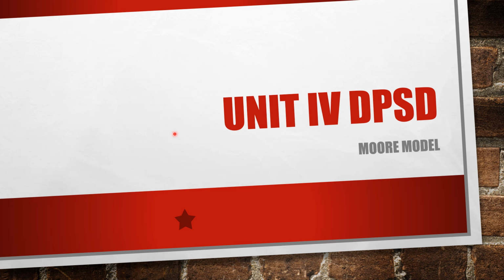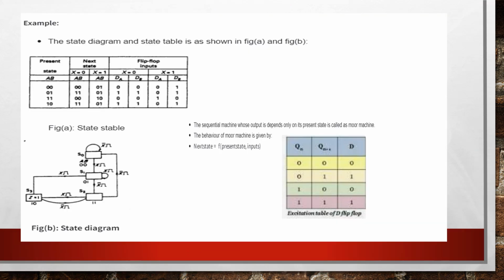Let's see a Moore model. Here there is an example. This is the state diagram and state table. From the state table we can get the state diagram, and from the state diagram we can obtain the state table. So both ways are possible. First, let's see about the state table.